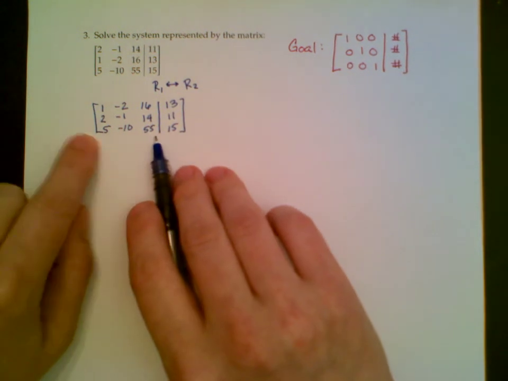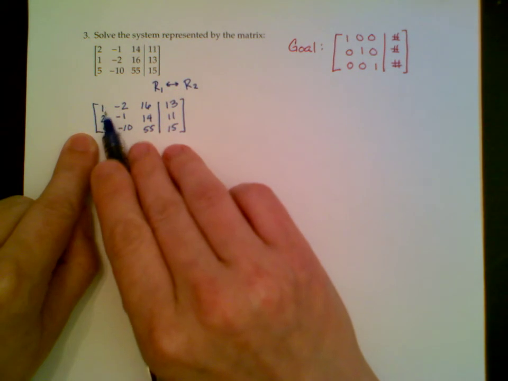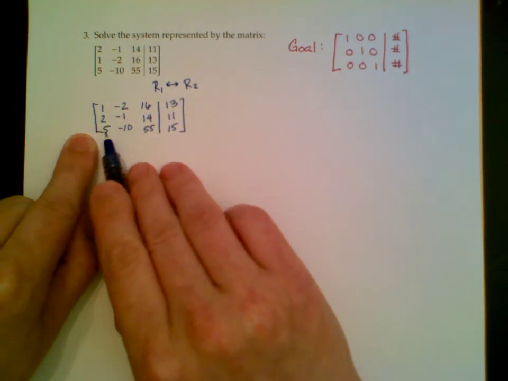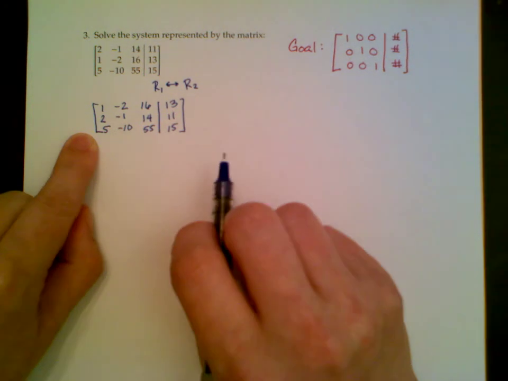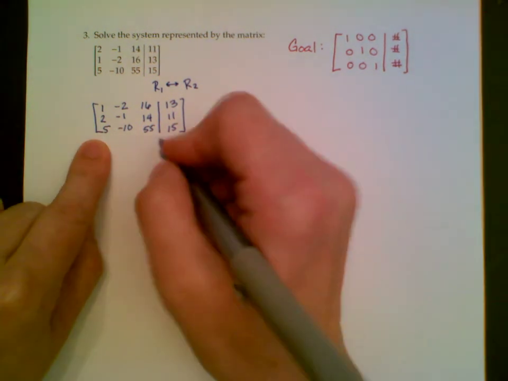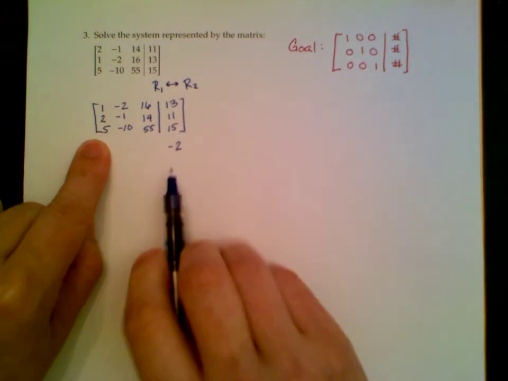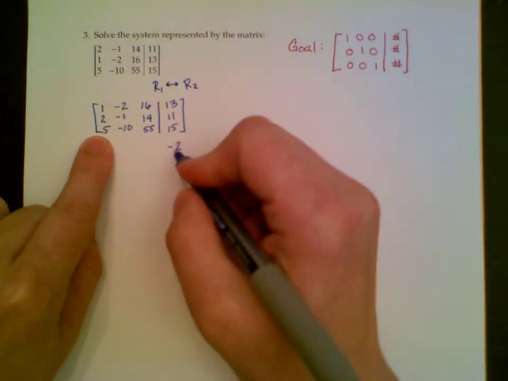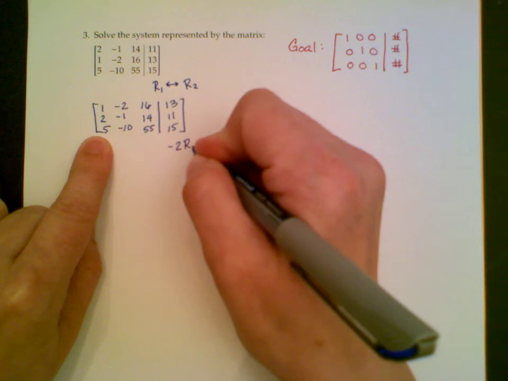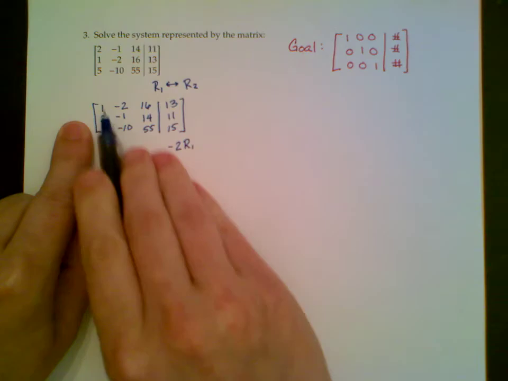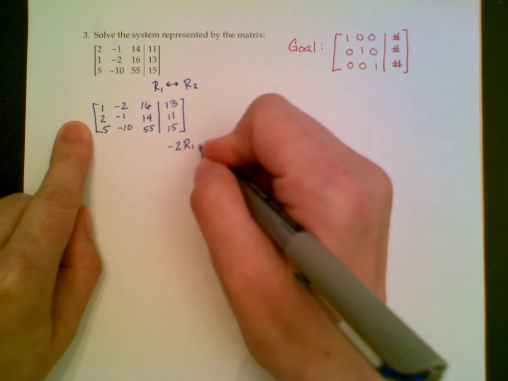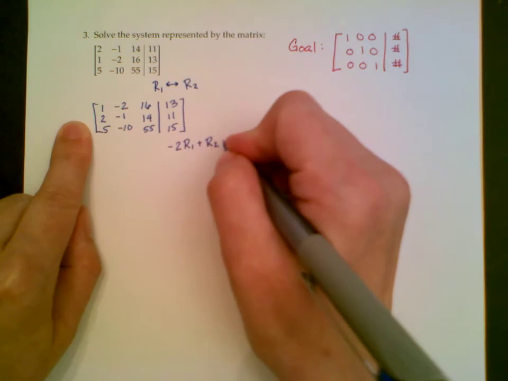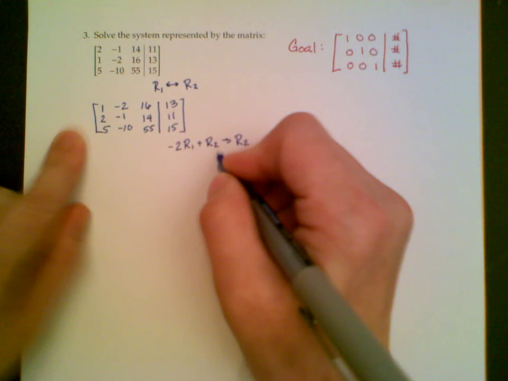All right, so now I have my 1 where I want it, and I want to get the rest of the column to be as it needs to be, so I need zeros where this 2 and this 5 are. Let's take care of the 2 first. So I need to add a -2. And since it's not allowable to add a -2 to each item, I have to do -2 times a row. I want to do row 1 because that's where the 1 is in this column, plus row 2 because that's where the number I'm trying to turn into a 0 is. And I'm going to store that in row 2.